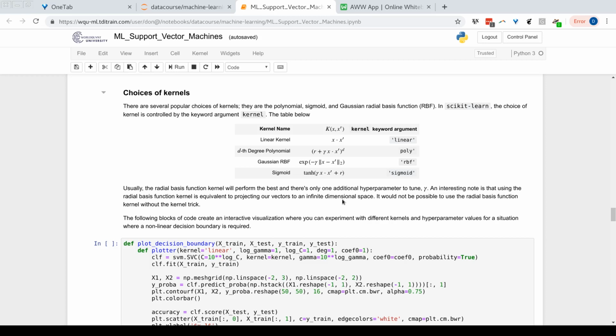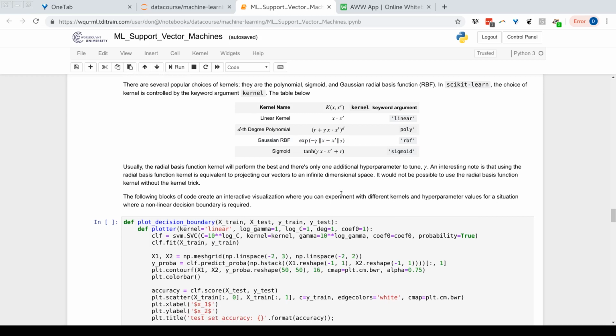A nice thing about the radial basis function kernel is that there's only one additional hyperparameter the model is going to introduce. If you look at the other kernels, like the degree one, there's r and gamma. So we have to choose the value of r and the value of gamma. Same thing with the sigmoid. But for the radial basis function kernel, there's only one additional hyperparameter. It's going to be a lot easier to tune that model. And in fact, an interesting note about the radial basis function kernel is that it's equivalent to projecting our vectors into an infinite dimensional space. And it would not be possible to use the radial basis function kernel without the kernel trick.